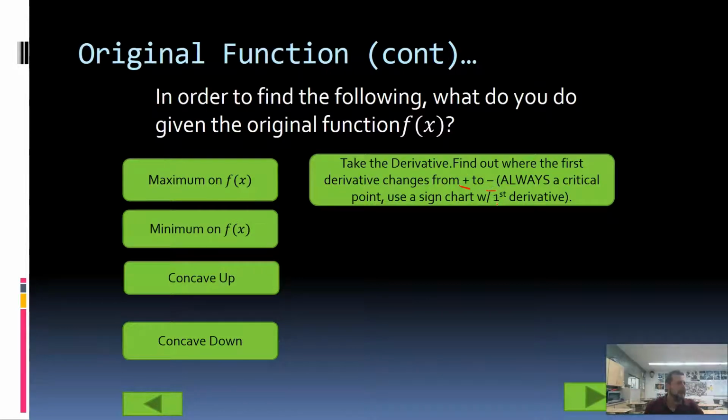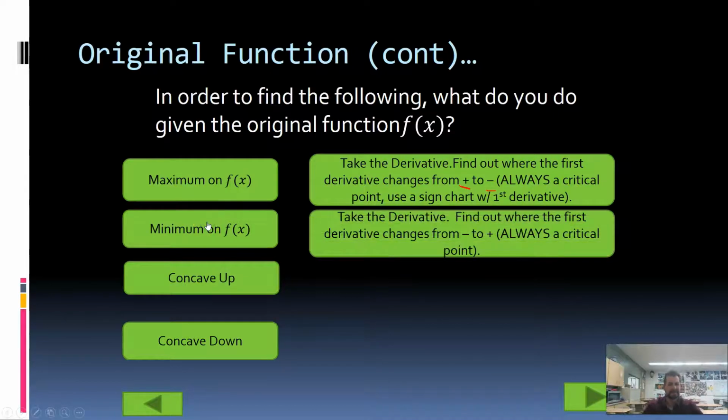So if the problem asks how do I find a maximum, and you don't have a calculator, you take the derivative of the function, you set it equal to 0, you find your critical points, you put them on a number line, and a maximum is where the first derivative changes from positive to negative. You need to indicate that as well. You don't just say the number, you need to say that's where the first derivative changes from positive to negative. If you're asked for a minimum, you do the exact same thing, but you're looking to see where the first derivative changes from negative to positive.